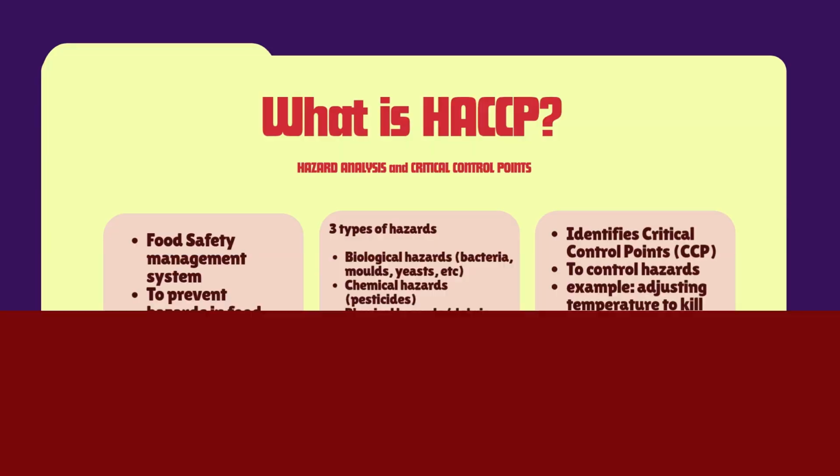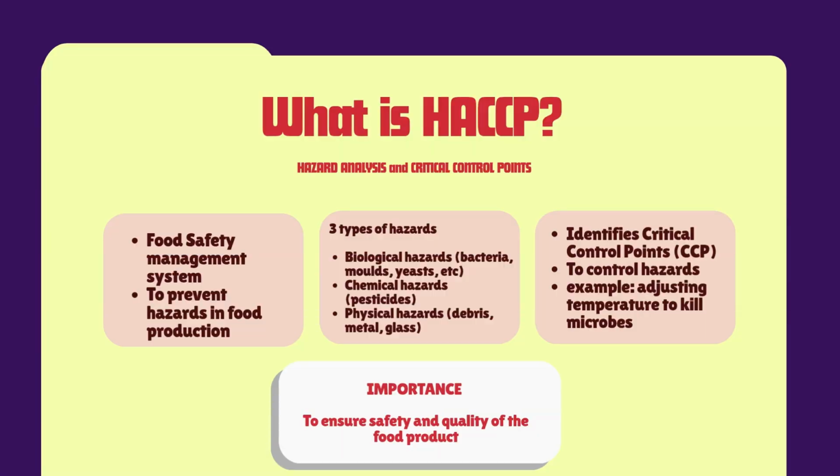Next, I'll be talking about HACCP. HACCP stands for Hazard Analysis and Critical Control Points. It is a food safety management system to prevent hazards in food production by identifying and controlling the hazards.